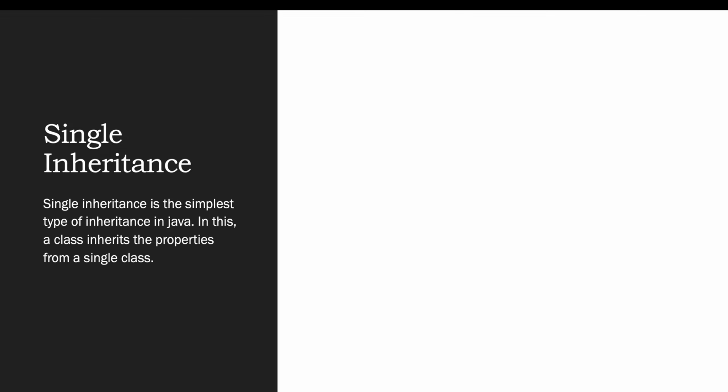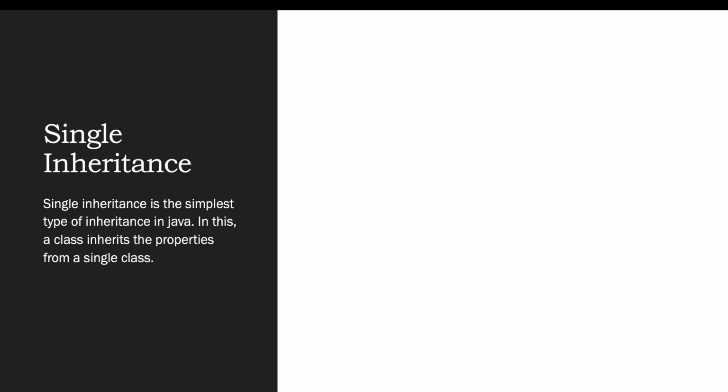Okay, so let's see one by one with the help of examples, and let's revise all the types of inheritance. The first inheritance we have seen is single inheritance. So what is single inheritance? Single inheritance is the simplest type of inheritance in Java. In this, a class inherits the properties from a single class, that we have seen in the diagram, right?